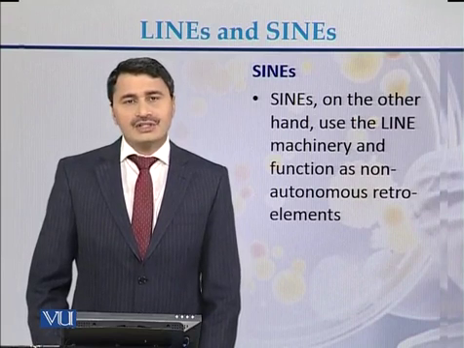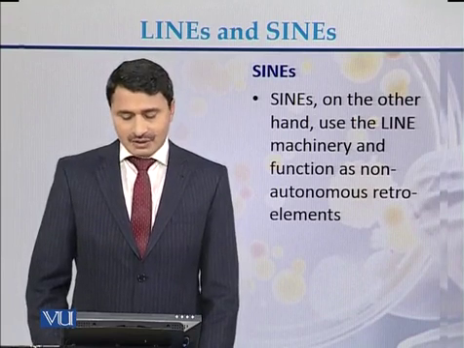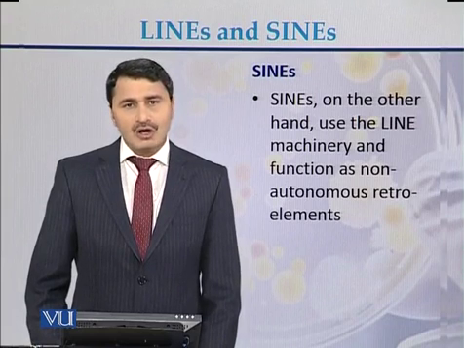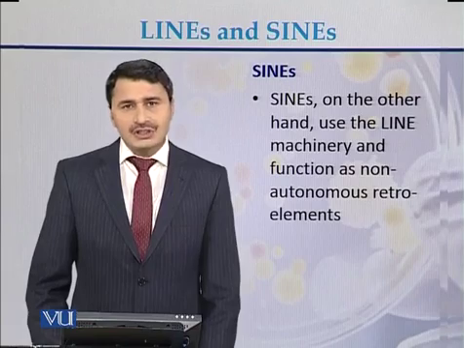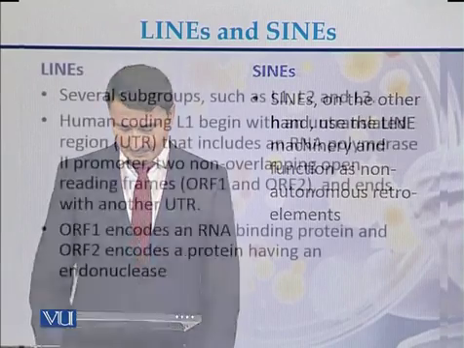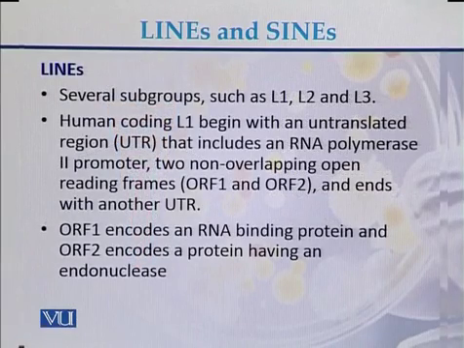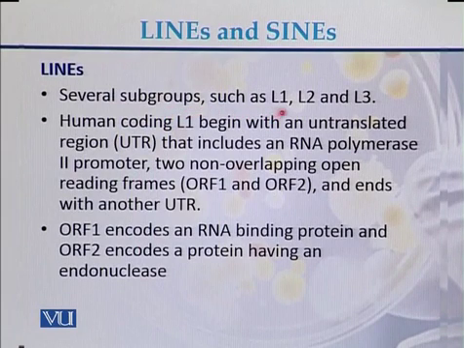On the other hand, what are SINEs? SINEs are short interspersed nuclear elements. They usually use the machinery of the LINEs. LINEs are of different subgroups. There are different subgroups like L1, L2, L3. They are the subgroups of the LINEs.